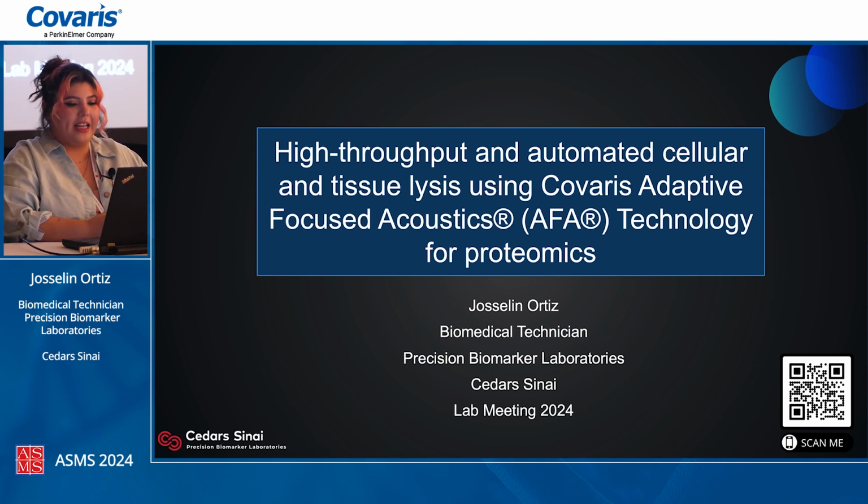So this is my presentation on high-throughput and automated cellular and tissue lysis using Covaris AFA technology for proteomics. This presentation will hopefully give a little bit of insight as to why we decided to incorporate Covaris technology into our cell and tissue lysis workflows. In this presentation, I'll also share some of our Astral data that we achieved through our cell and tissue lysis experiments. If you're interested in reading more, there's a QR code on the screen that you can scan to access it.